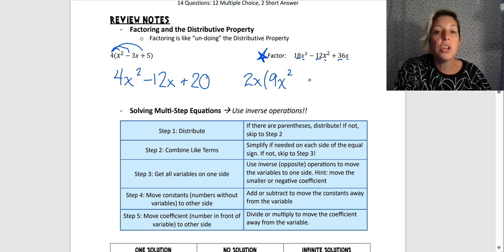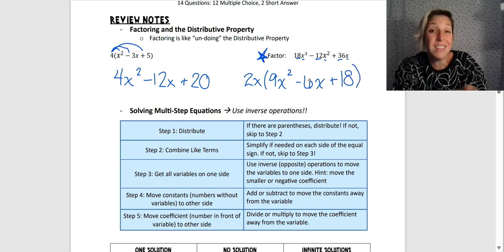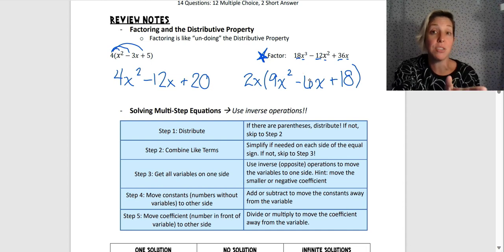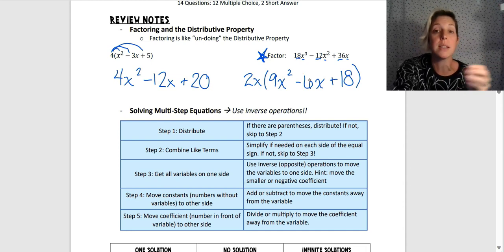Then 2 would go into 12 6 times. So I'm keeping the sign, minus 6. X squared divided by x is just x. And then 36 divided by 2 is 18. X divided by x would be 1. So I don't need to write anything. So that is one way to factor this. I'm pulling out a 2 and an x.